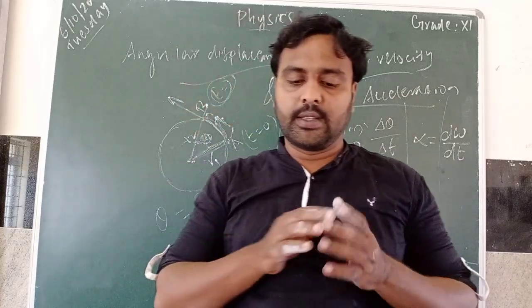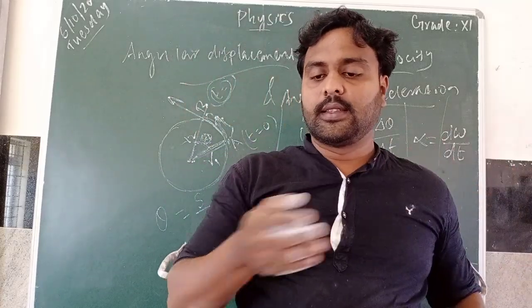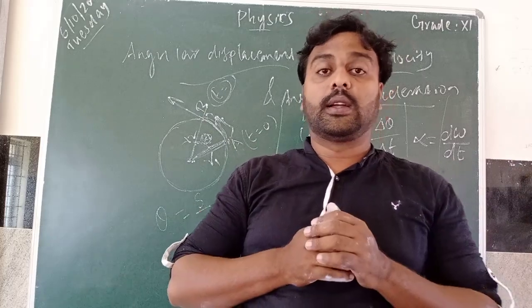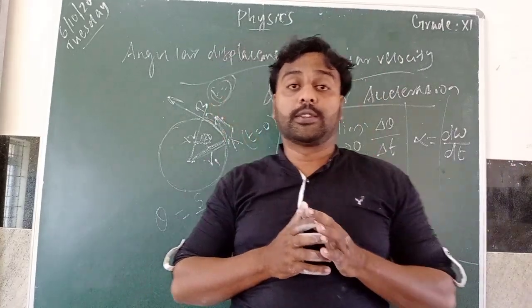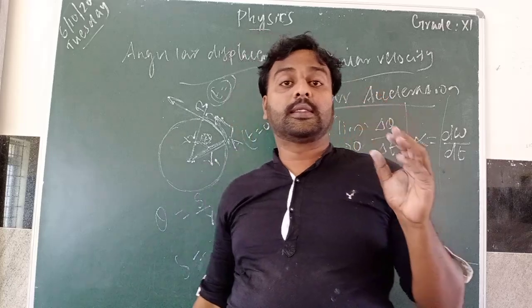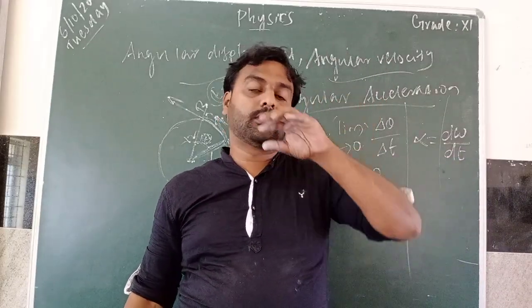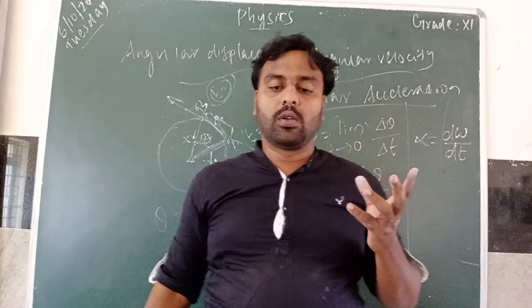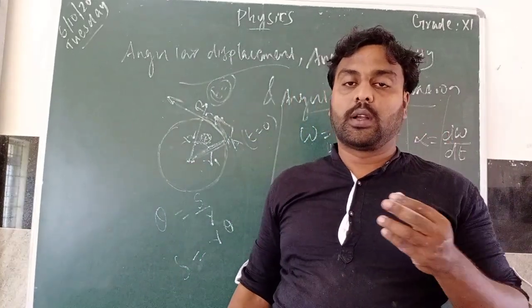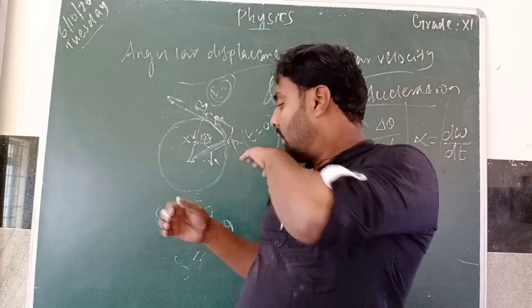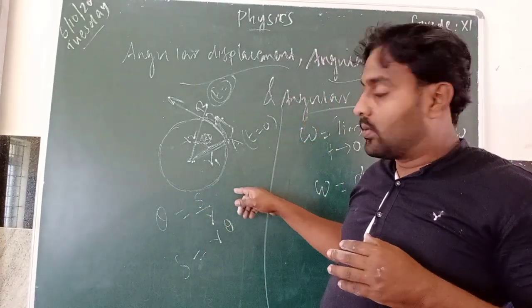So you can see page number 89, these three definitions. Angular displacement means what? Angle described by the particle about the axis of rotation or center in a given time is called angular displacement. Formula is theta equal to s by r.